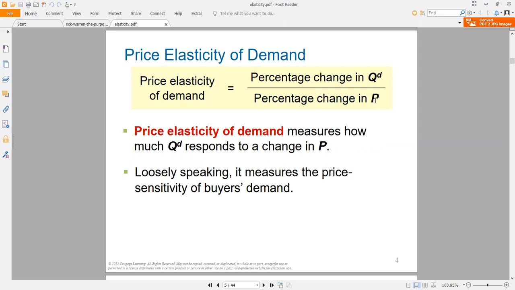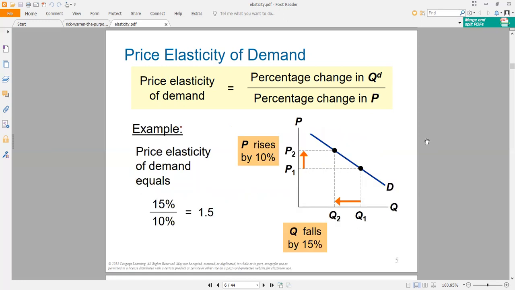Okay, whenever there's a change in price. So in other words, we can say that price elasticity of demand measures the price sensitivity of buyers or consumers to demand. So whenever there are changes in price, how sensitive will the consumers be? How do they respond in terms of the quantities that they buy? So that is what price elasticity of demand measures. And the formula is given by percentage change in quantity demanded over percentage change in price.